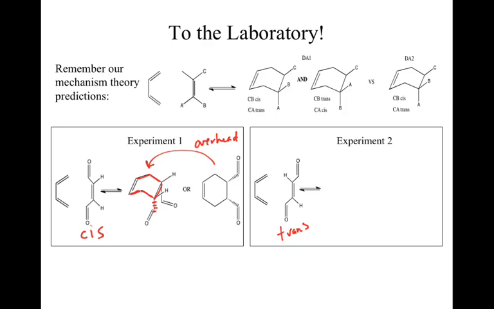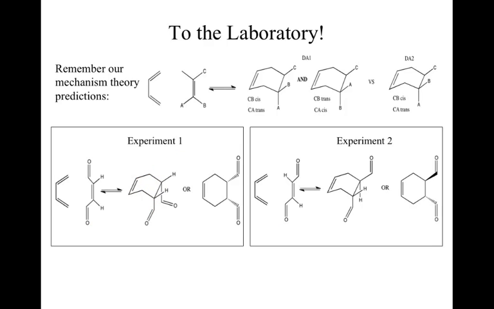So we go to lab, we test it, we work it all up, and we end up getting one product. Okay? Again, suggesting DA2. What kind of interesting things start to fall out of this? Well, if we look at experiment 1, we started with a cis alkene. What is the relationship of the groups in our final structure in experiment 1? Well, hopefully you see that they are cis. They are on the same side of that ring.